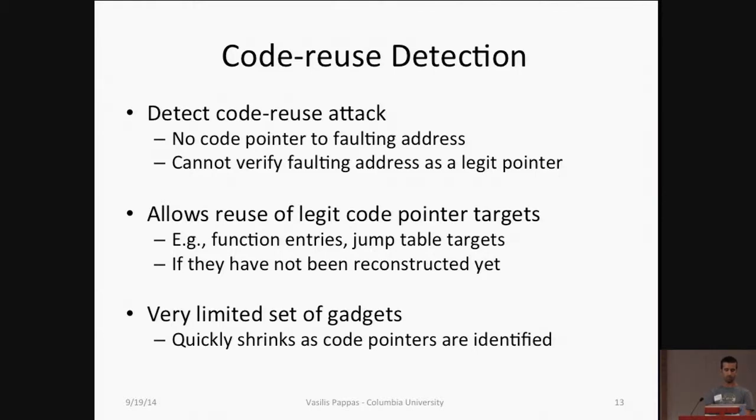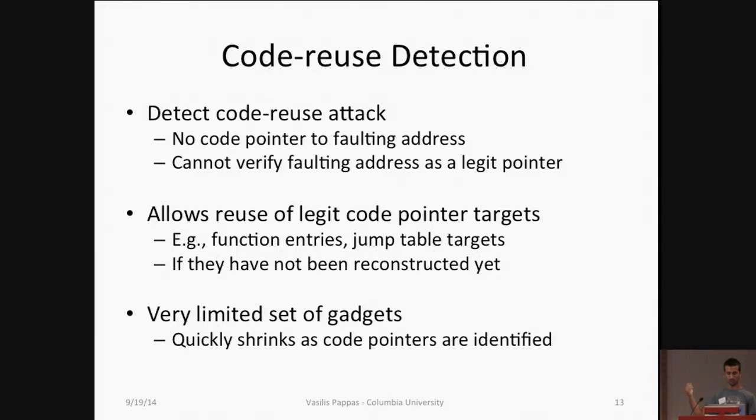Now, finally, when something falls out of the rules I described before, we generally flag it as a code reuse attack. So more precisely, we detect an attack if we can't find a corresponding code pointer for the folding address, or we cannot verify that the folding address is a legitimate pointer based on the rules I described before. This, as you can see, allows for a limited reuse of legitimate code pointer targets. For example, every function entry or jump table targets.